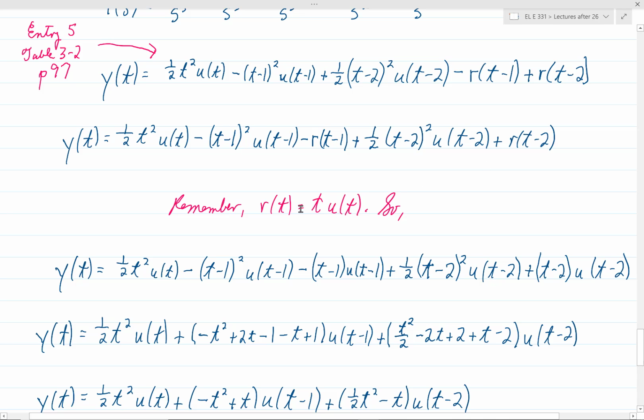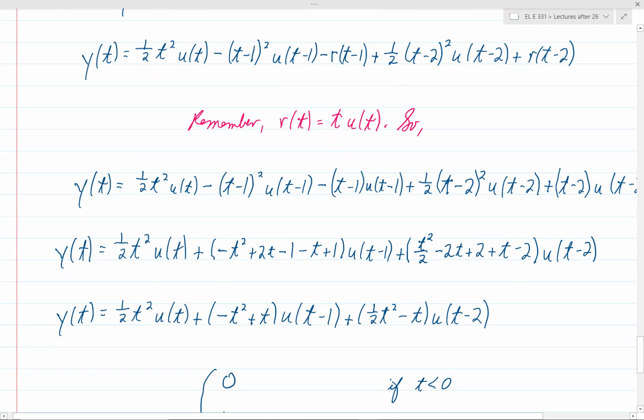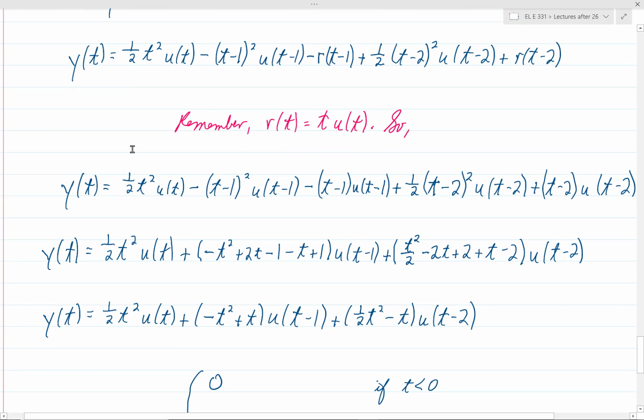Now remember that r of t is the same thing as t times u of t. So everywhere I have an r term, I can substitute that. So I get 1/2 t squared u of t for that, minus t minus 1 squared u of t minus 1 there. But then this r of t minus 1 becomes t minus 1 times u of t minus 1. And then this r of t minus 2 there becomes t minus 2 u of t minus 2.